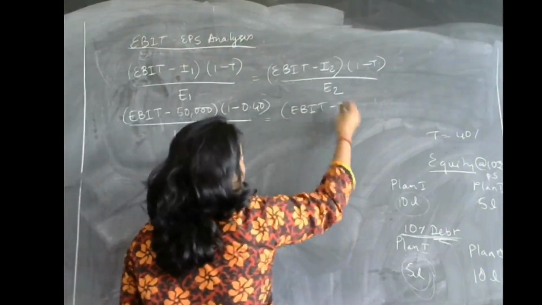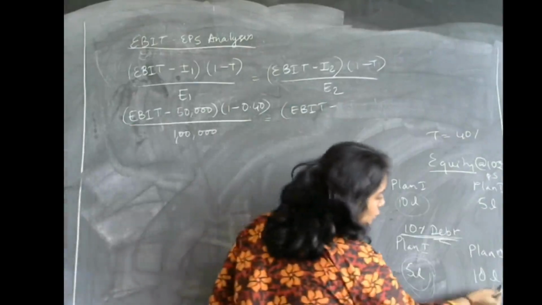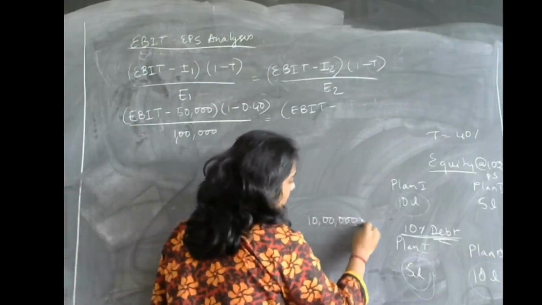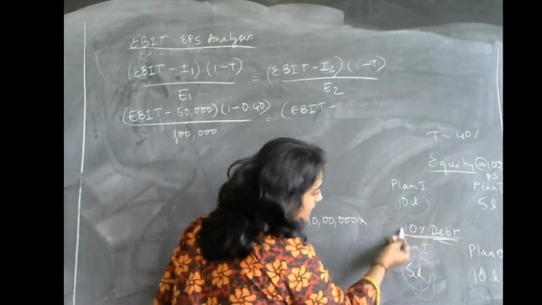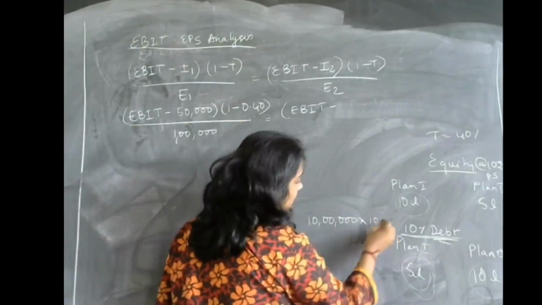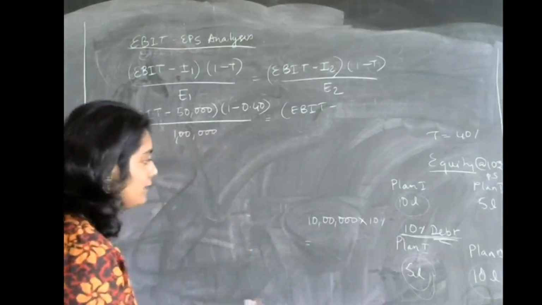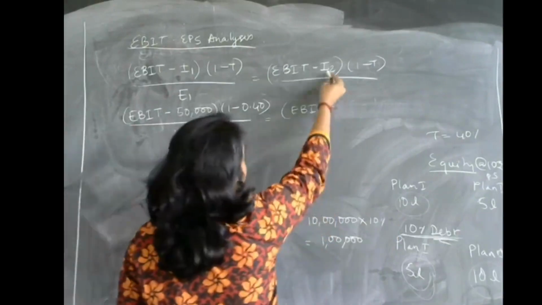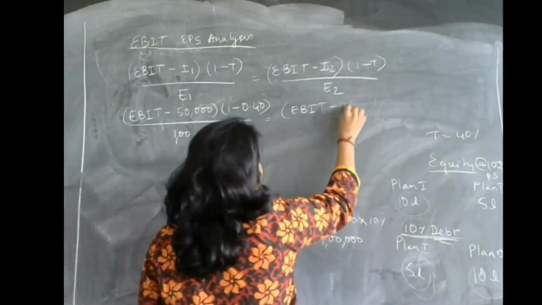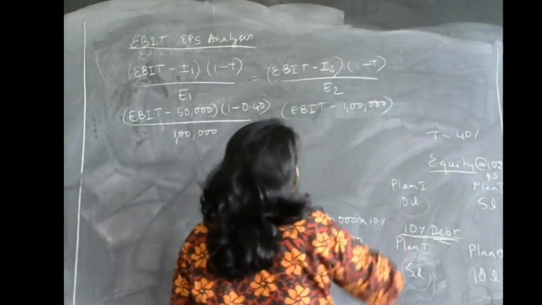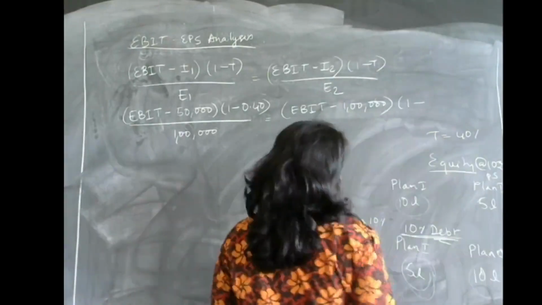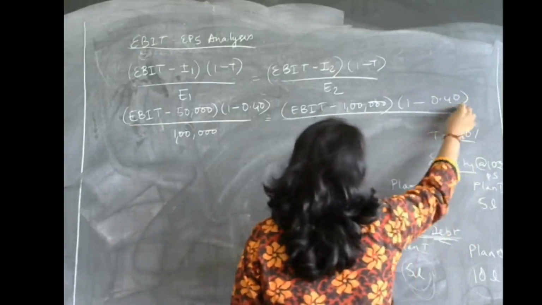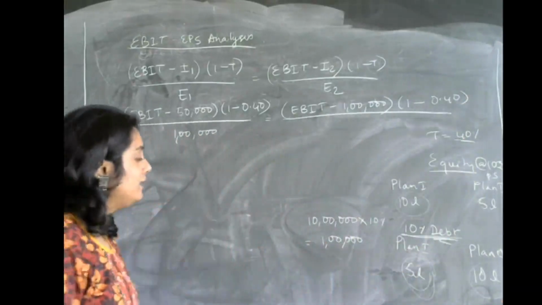EBIT minus interest in plan 2. Now you know the total share capital in plan 2 is 10 lakhs. Into how much percentage debt is it? It is 10%. So 10 lakh into 10% is coming to 1 lakh. So interest in plan 2 is 1 lakh. Then 1 minus tax. Tax is how much? 40%. So it is 0.40. The whole divided by number of equity shares in plan 2.